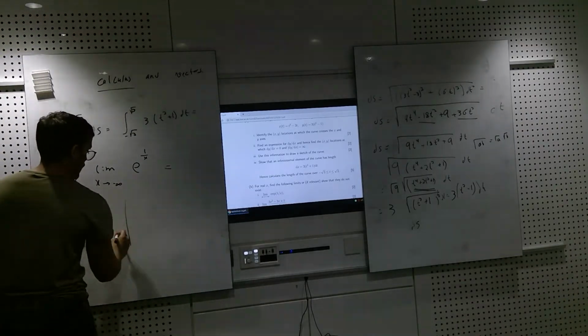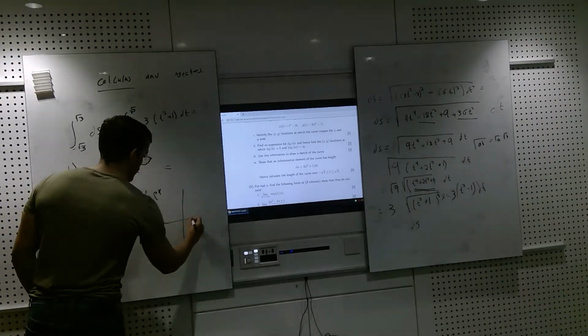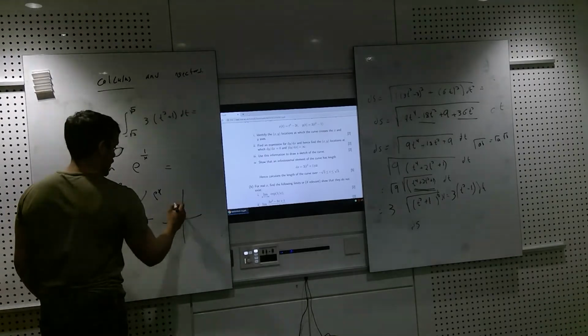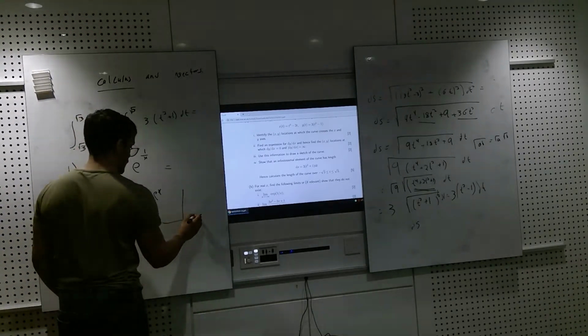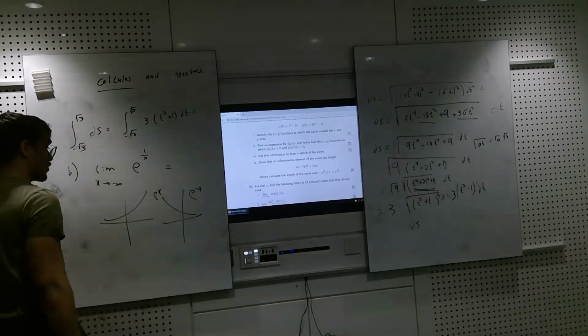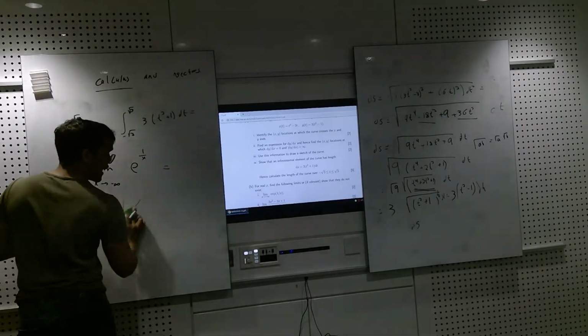This graph is e to the x. The other graph, which is this one, is e to the negative x, and neither one of them is 1 over x. So how can we find the limit from this one?